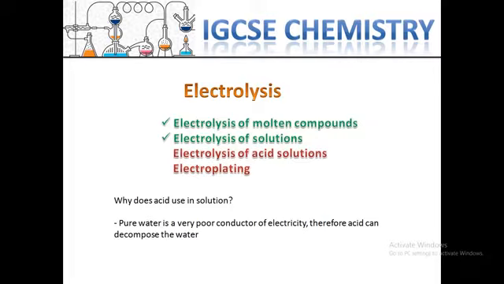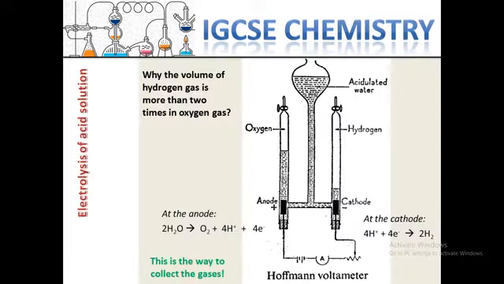So sometimes water is not enough. We need to add more acid to decompose the water, to break down the water molecule into ions, so that the solution would be a better conductor. Electrolysis of acid solution looks like this picture. We need to use acid diluted in water, in the tank.